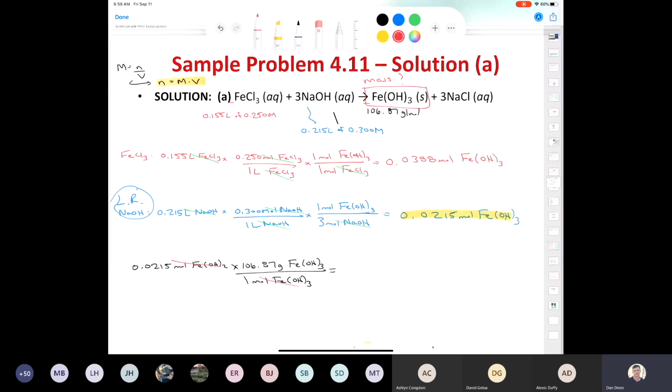Let me get out the old calculator here. So 0.215, nope, 0.0215 times 106.87. There we have it, folks. You get 2.30 grams of iron 3 hydroxide. Iron 3 hydroxide, not iron 2 hydroxide. There we have it. All right, another limiting reactant problem in the books.